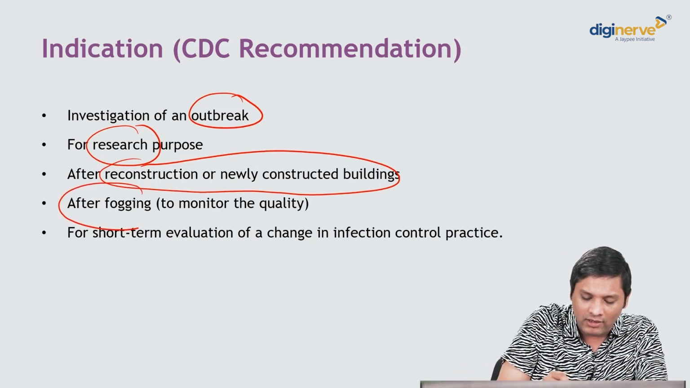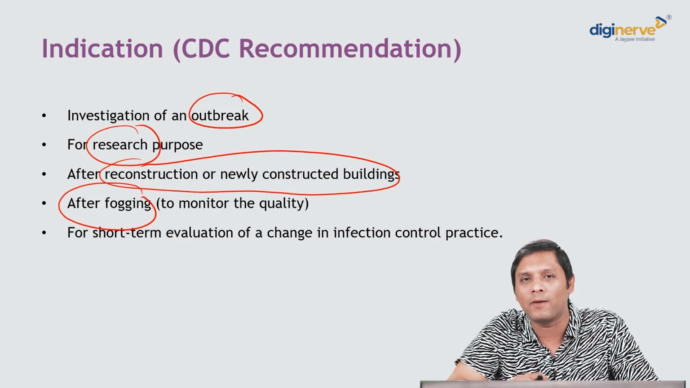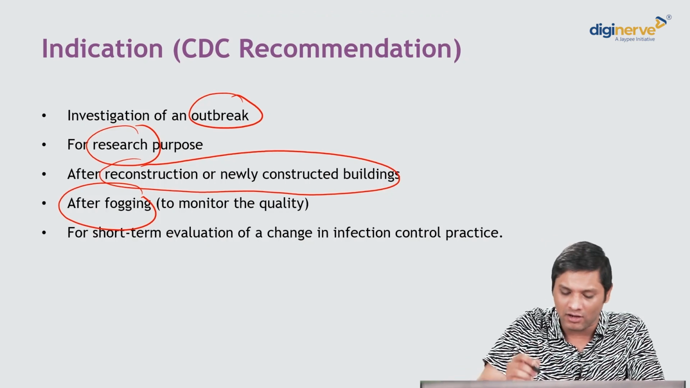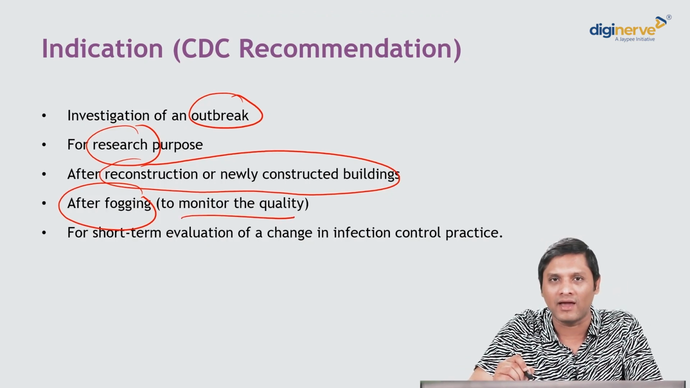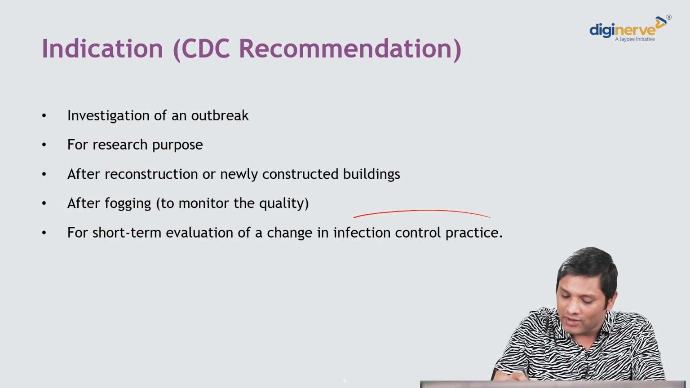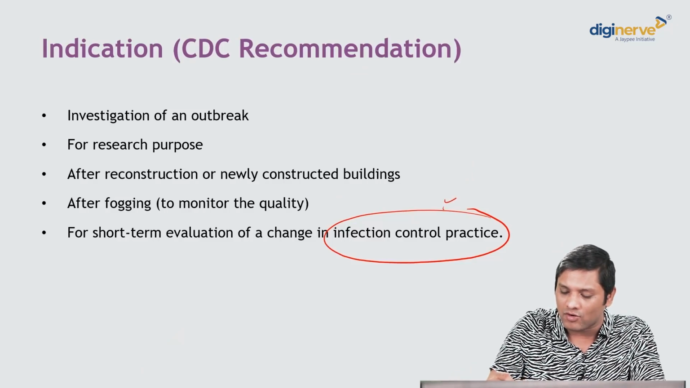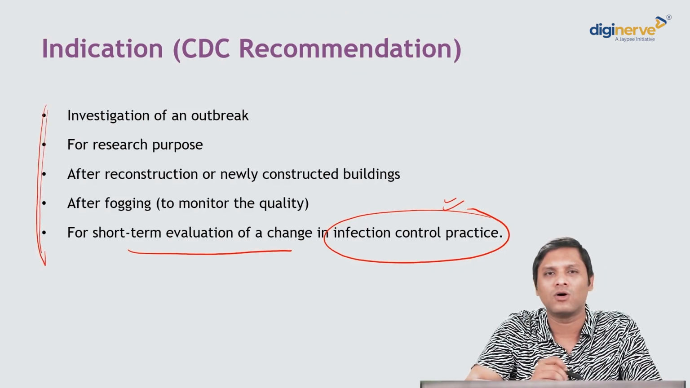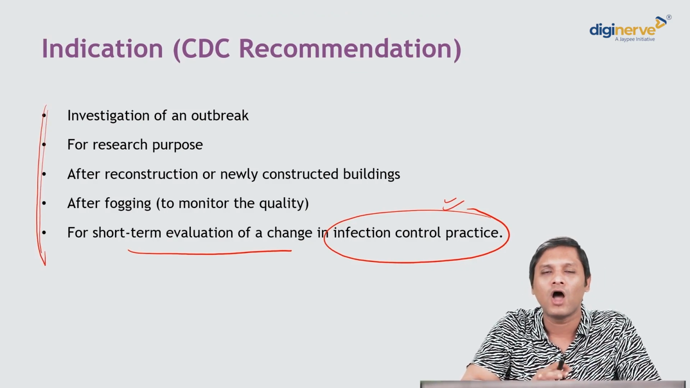And after fogging, suppose you are doing fogging of the operation theater, to ensure whether the fogging has been done appropriately or not, also you can perform air surveillance. But for short term evaluation of a change in infection control practices, suppose you have introduced a new disinfectant or any new infection control practices, then to know whether it is working well or not, you have to perform air surveillance. So the indication of air surveillance is more or less same as indication of water surveillance. Please remember that the periodic routine air surveillance is not indicated.